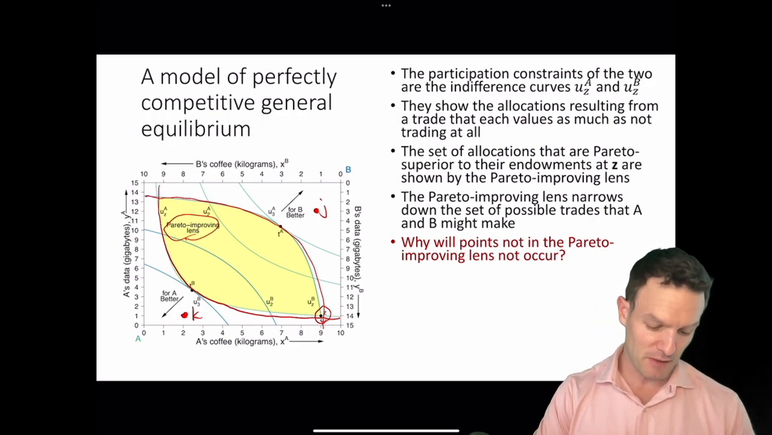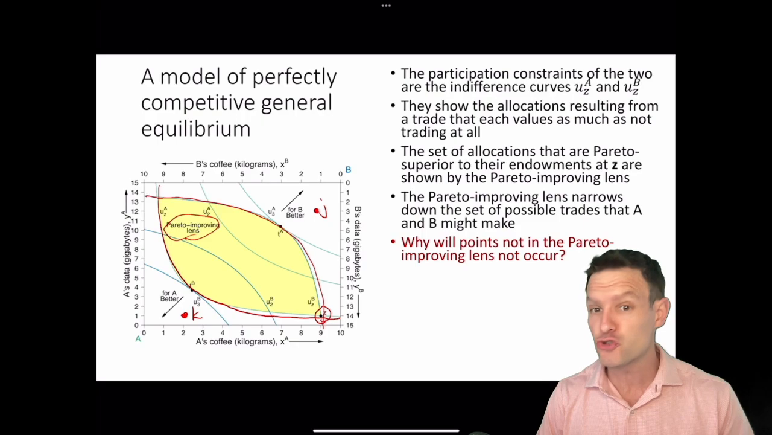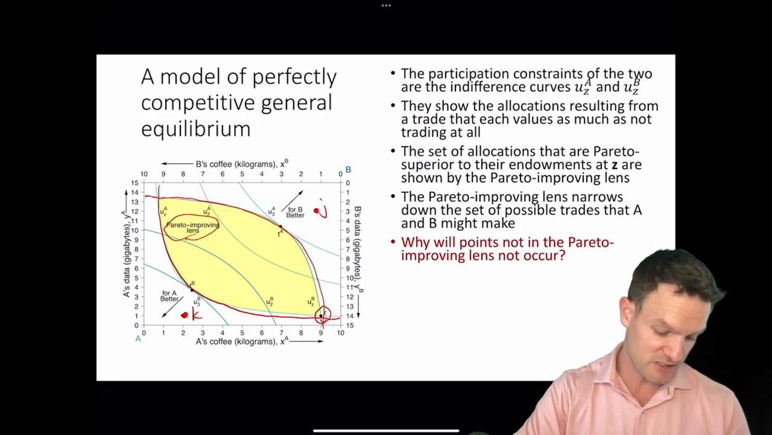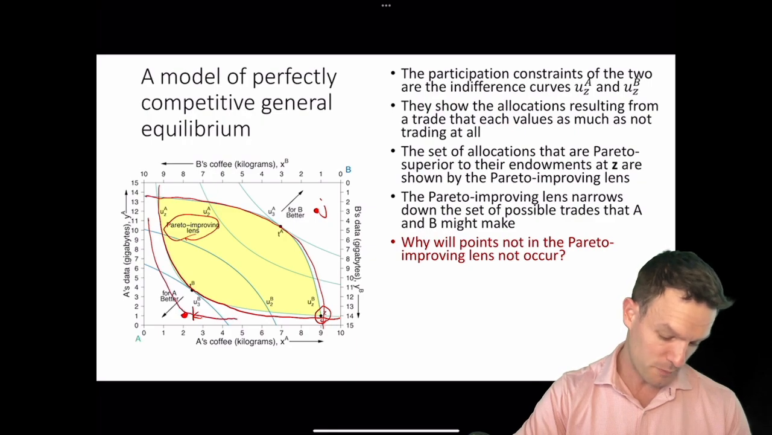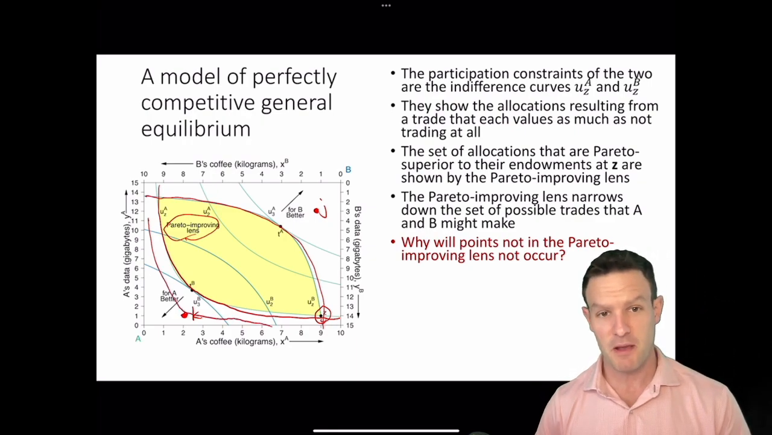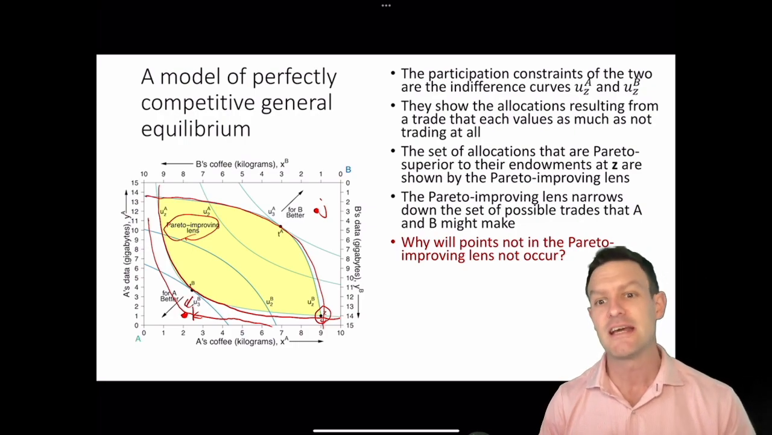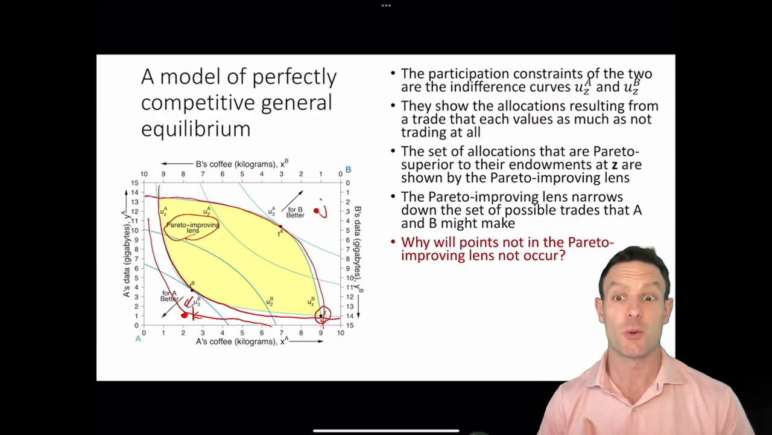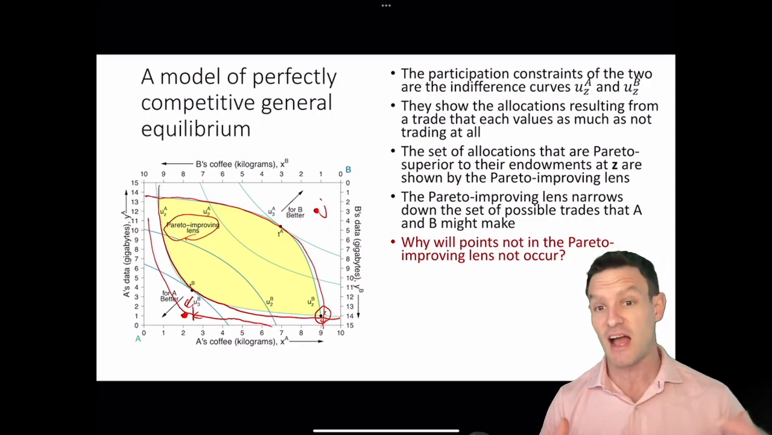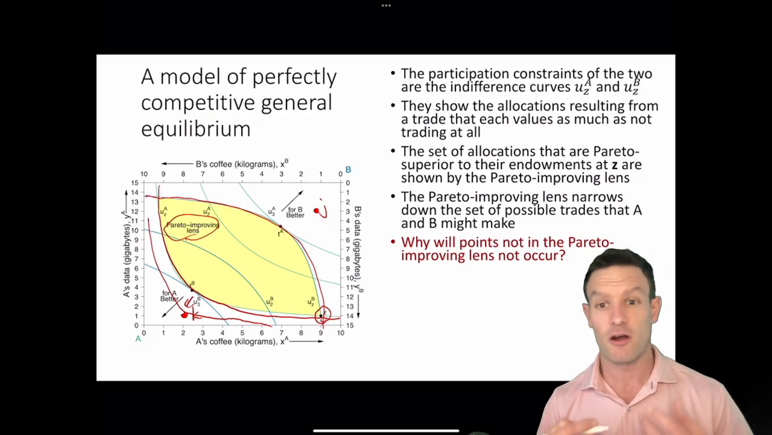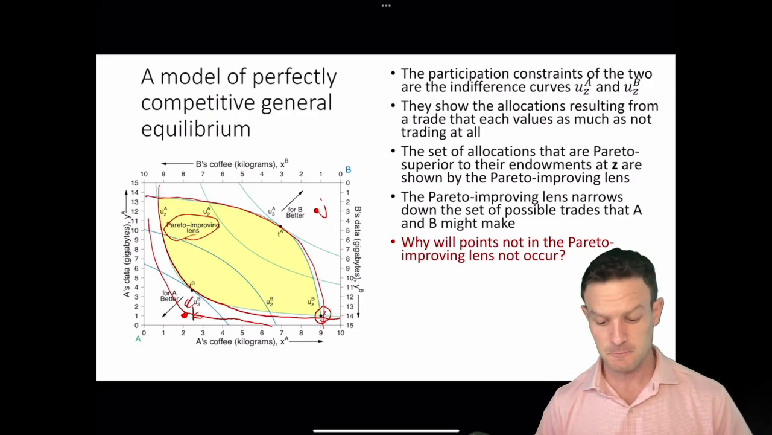Similarly, for Adamo, point K would also be a point below his participation constraint. So the corresponding indifference curve, if we were to draw it, would be lower than his participation constraint. That would be a lower utility for him. As a result, he would not voluntarily choose to adopt that trade. So that is why neither of them is going to choose a point outside of their participation constraints. They're only going to choose trades that are within the Pareto improving lens.